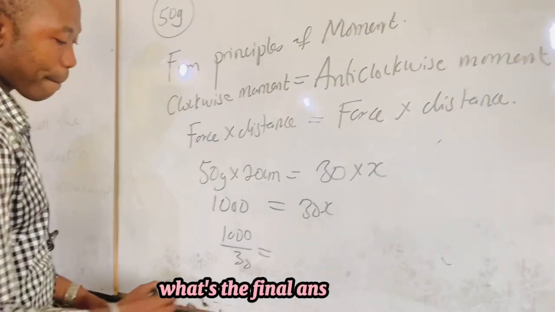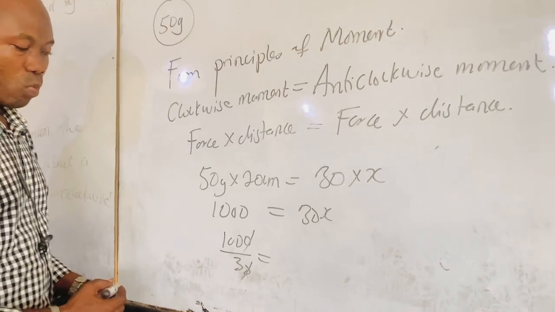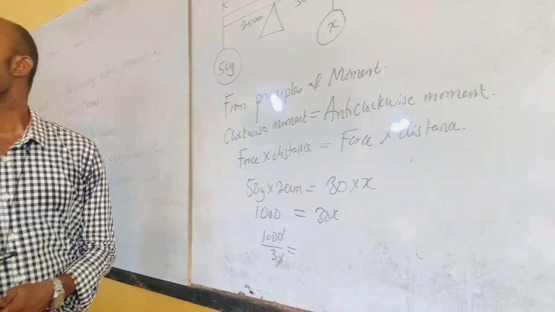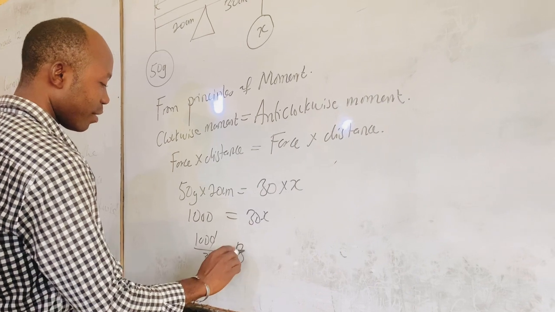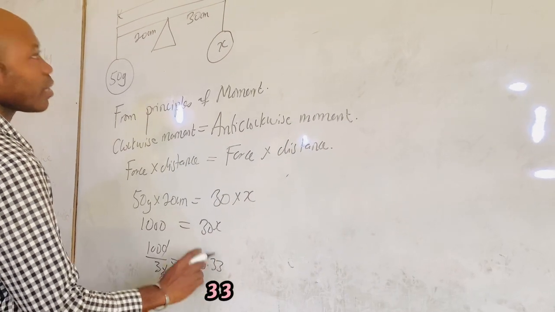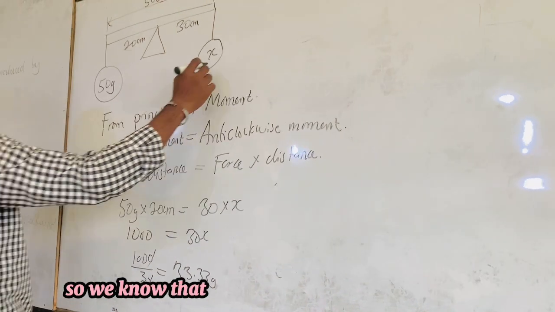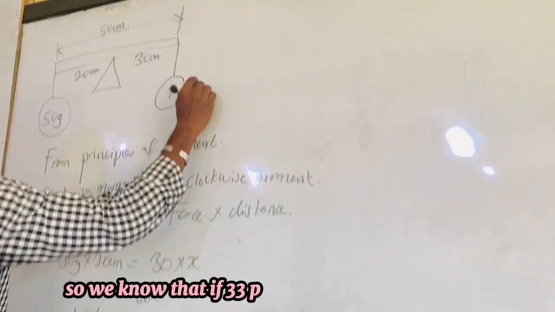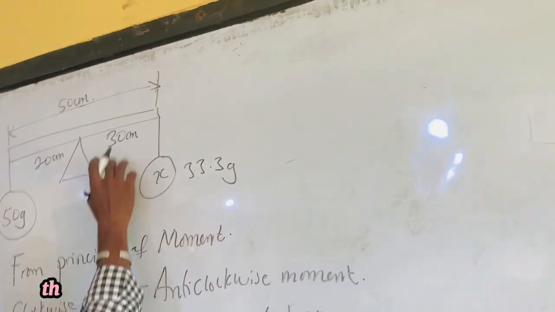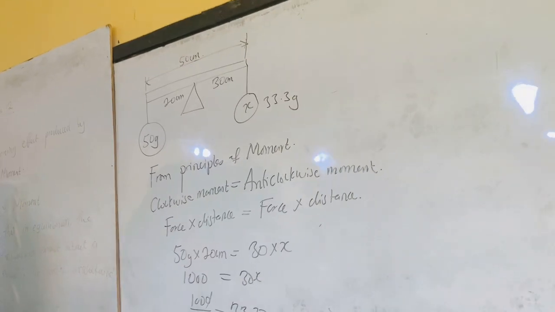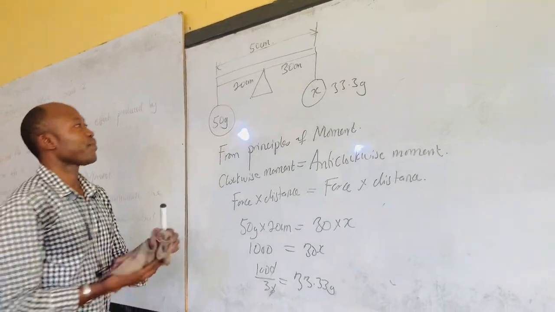What's the final answer? Yes, what's the final answer? 33.33 grams. So we know that if 33.33 grams is here, this meter rule will be balanced. Is that clear to everybody? Yes. Let's take an activity right now.